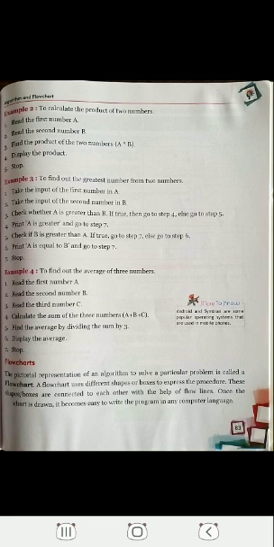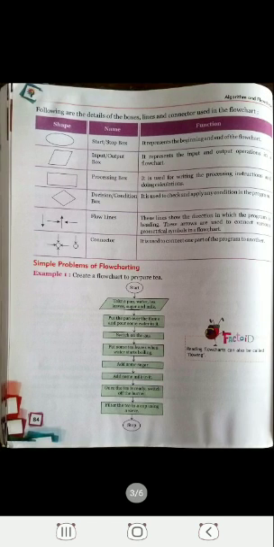Now, what is a flowchart? The pictorial representation of an algorithm to solve a particular problem is called a flowchart. A flowchart uses different shapes of boxes to express the procedure. These shaped boxes are connected to each other with the help of flow lines. Once the chart is drawn, it becomes easy to write a program in any computer language.